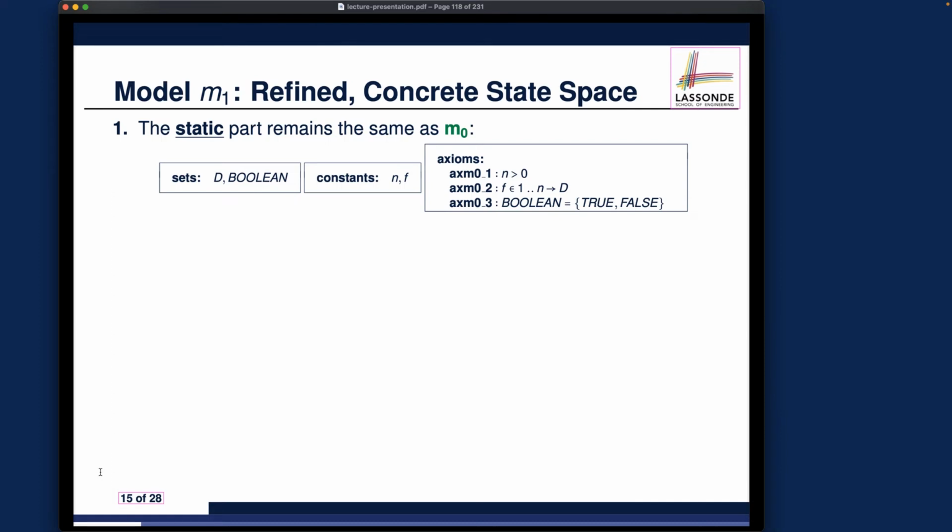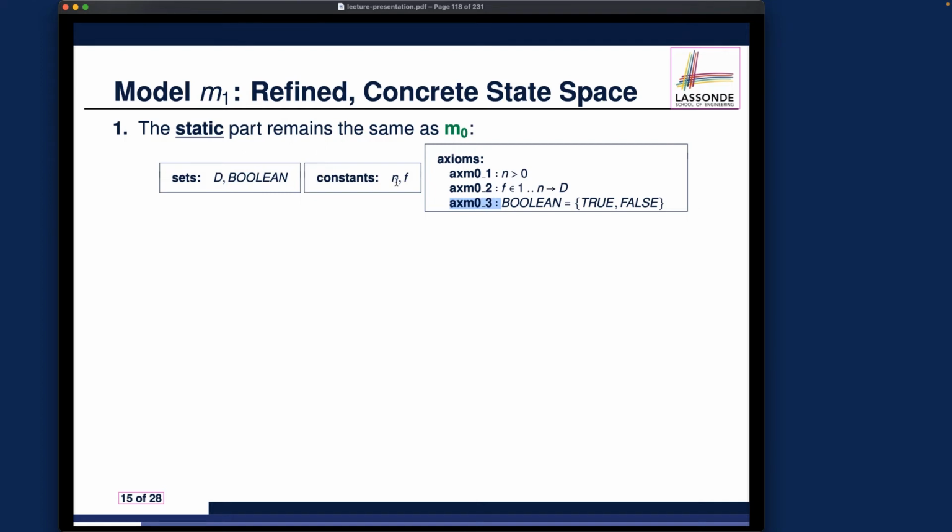So we have the same set of carrier sets, constants, and axioms. Let's just recall them very quickly. We have the two carrier sets. We got the set of data items, D, just a carrier set. We don't have to specify exactly what the membership is for D. That's the abstraction we are applying. And also the Boolean data type, either true or false. That's one of the axioms over here, as you can see.